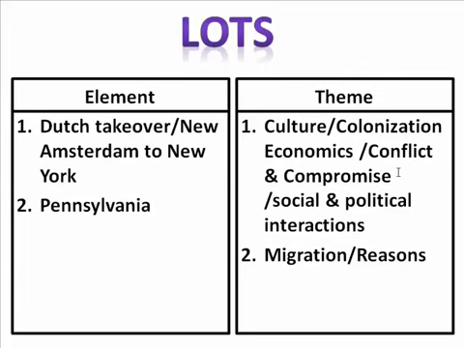And then economics, we're going to look at mercantilism. We're going to look at this trade, this rivalry between the English and the Dutch. And then conflict and compromise. How do we deal with this conflict, and how can we make a compromise? And then social and political interactions between the English and the Dutch.